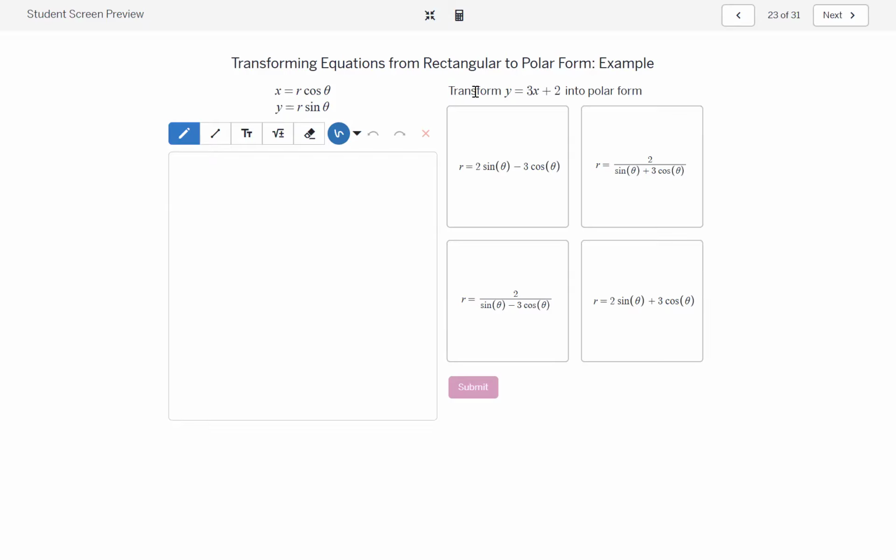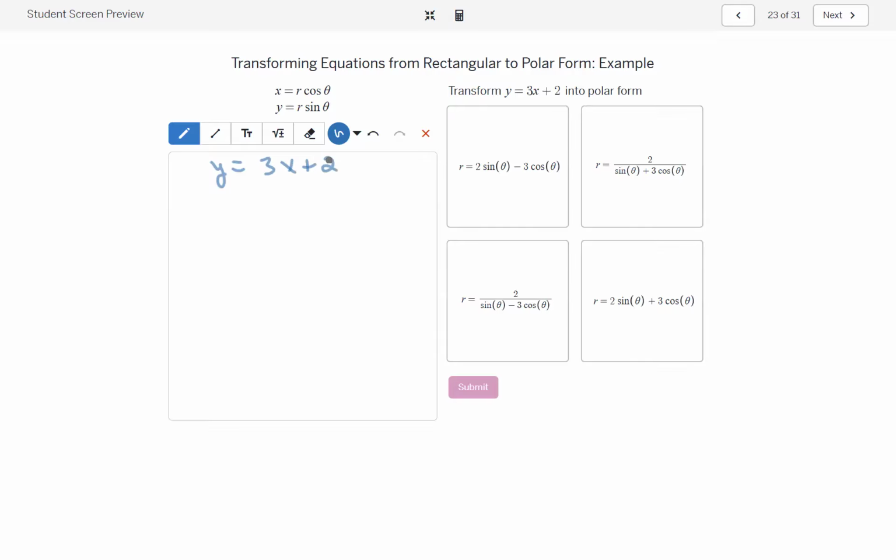All right, so our next question is saying transform y equals 3x plus 2 into polar form. So this is in the xy plane, this is just a nice little straight line that has a y-intercept of 2. To graph this in polar, it's going to look really weird. So I'm going to write the equation first. y equals 3x plus 2.